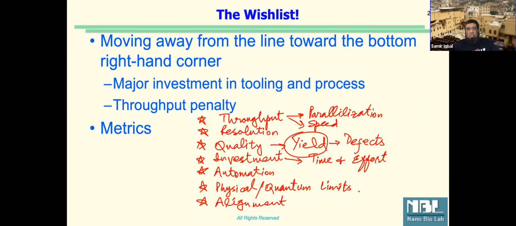Number 4 is investment. Investment in equipment, in machines, and investment in training the people as well, getting people trained enough so they can start making those chips. So that's a huge investment.